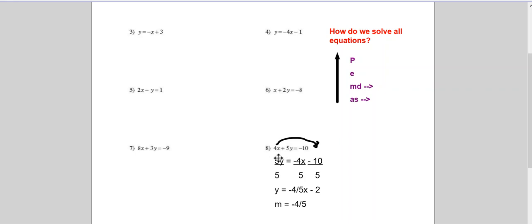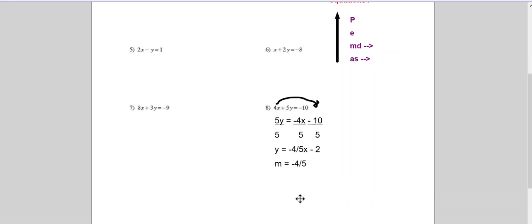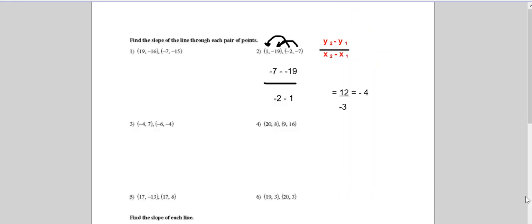And last step, I have to get rid of the 5. That means 5 times y. What's the opposite of times? Division. So I divide each term by 5. And that simplifies down to y equals -4/5 x minus 2, because 10 divided by 5 is 2. And now I can identify my slope, which is my coefficient of x, -4/5. All right, now we go to the next page.